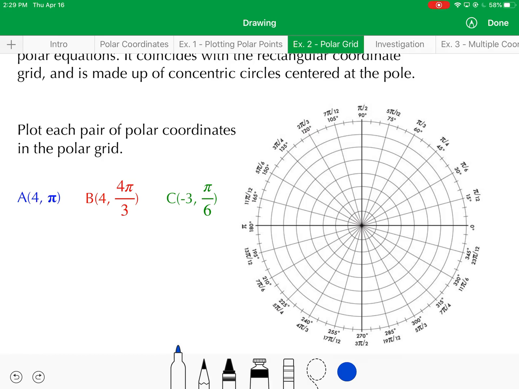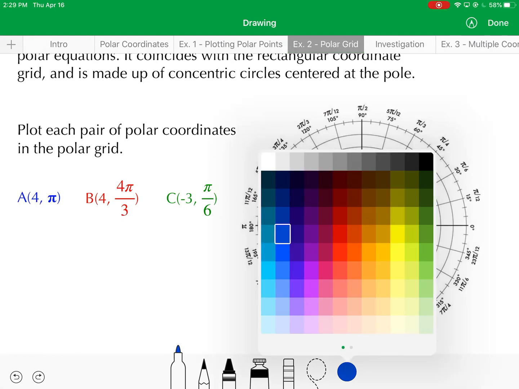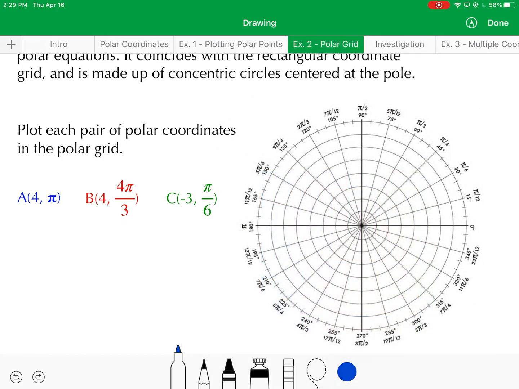Okay. All right, so let's plot point A first here. It's the point (4, pi), or of course 4 and 180 degrees. So that is going to place us on what would be the same as the negative x-axis, and from the pole I would just count 1, 2, 3, 4 spaces out, which would correspond to the circle whose radius is 4 units, and that's where I would place my point A.